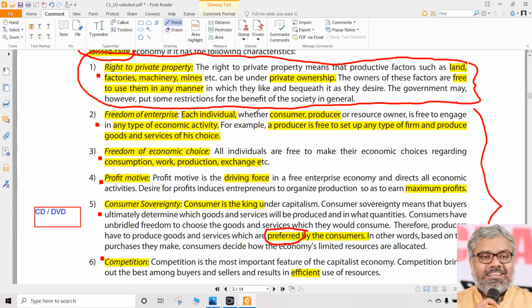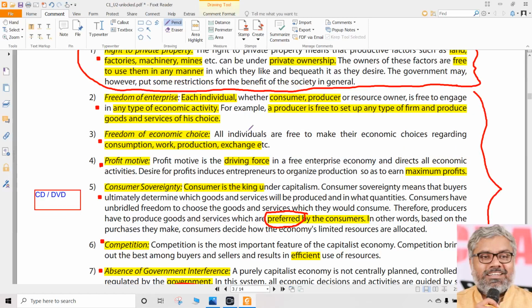So be very thorough with these points, read them very carefully, and we can continue this discussion in the next class by taking it to other types of systems and also understanding the advantages and disadvantages of capitalism, and vice versa related to socialism also. We'll do the same exercise.